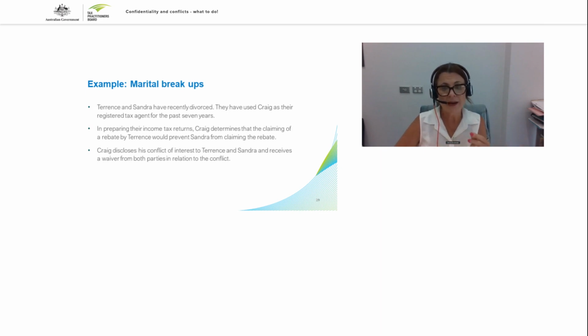Additionally, a perceived conflict may arise in regard to one or both of the clients holding any belief that Craig may not be able to objectively provide appropriate and impartial services to the clients. So in this case, Craig appropriately discloses his conflict of interest to Terence and Sandra, and he receives a waiver from both parties in relation to the conflict. In applying his professional judgment, Craig determines the rebate is more properly claimed by Terence. However, Craig also identifies that he is in a position whereas his duty to Sandra is in conflict with his duty to Terence. So in this case, Craig has satisfied his obligations under Code Item 5 by appropriately disclosing the conflict of interest and obtaining a waiver from Terence and Sandra prior to preparing their respective income tax returns.